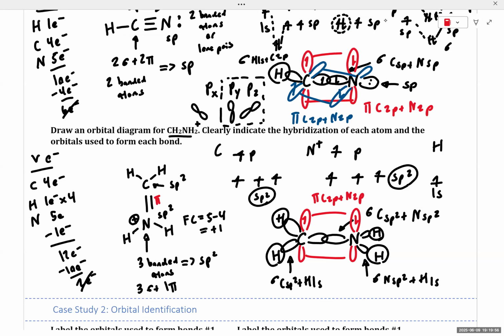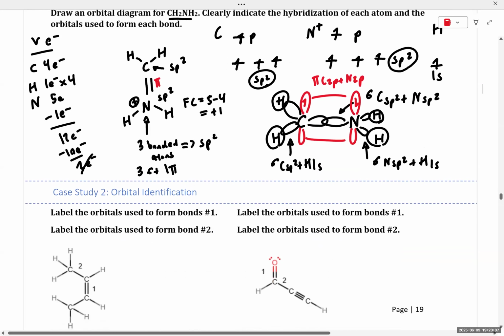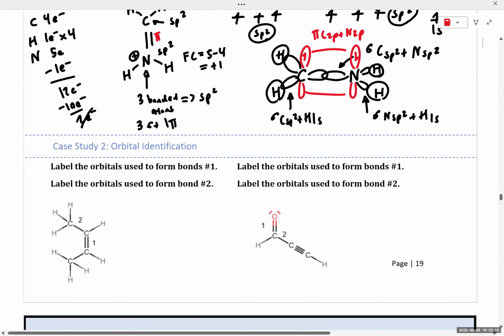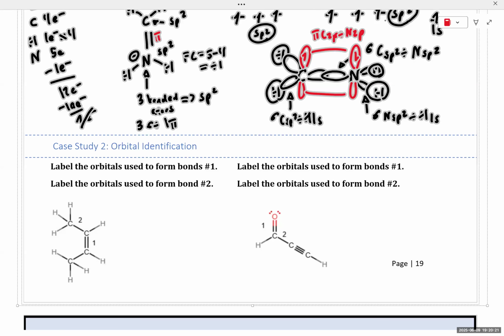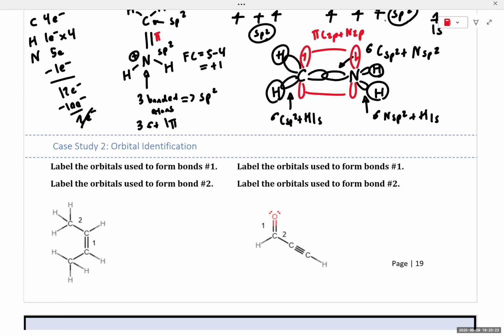Okay, so we've done two examples discussing two different types of hybridization for our central atoms. Let's now look at another case study here, in which case we are labeling the orbitals used to form a given bond. So I'll do the first example and then you'll do the second. So we're asked to label the orbitals used to form, in this case, bonds labeled number 1 and 2. So let's look at bond number 1 in detail here.